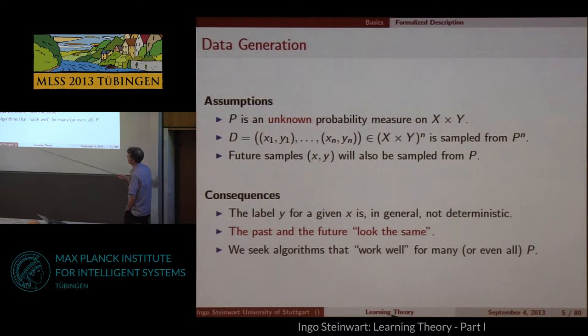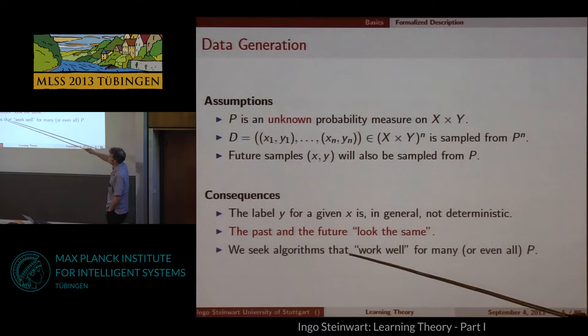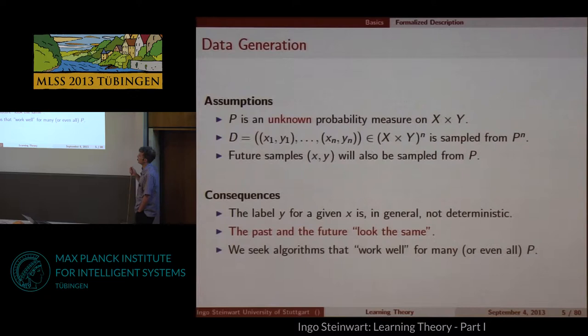The second one, and this is very important, is that the past and the future look the same. This is somewhat intuitive. If we do not assume that everything we will see in the future is somewhat the same as what we have seen in the past, then we cannot really expect to learn from the past for the future. And the assumption here that both samples are distributed according to P is actually the device ensuring that the past and the future are, in a certain sense, the same.